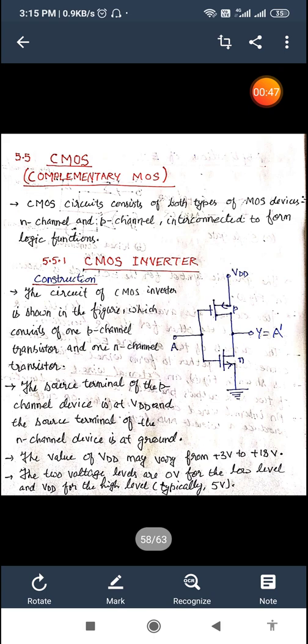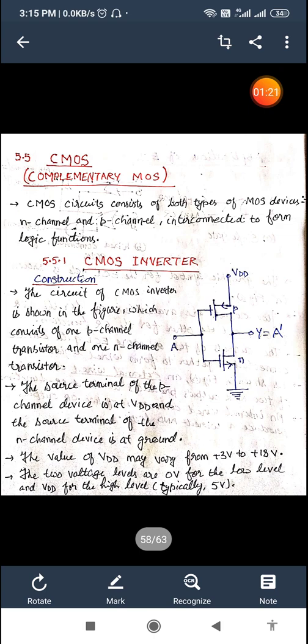Basically, the circuit of CMOS inverter is shown in the figure, which consists of one P channel transistor and one N channel transistor. In the P channel MOS, the arrow is inside, and in the N channel MOS, the arrow is outside. So the first thing is the source terminal. Wherever the arrow is there, that is the source. Opposite to that is the drain, and in between is the gate.